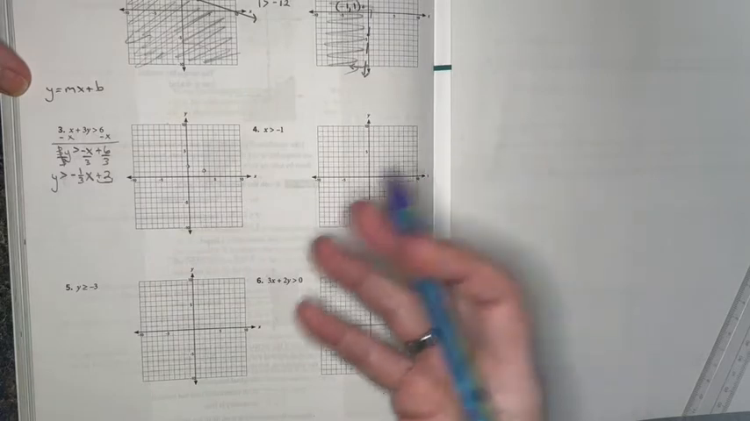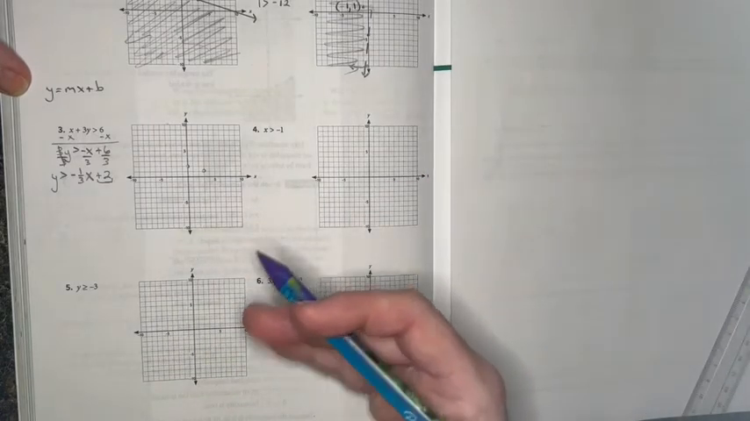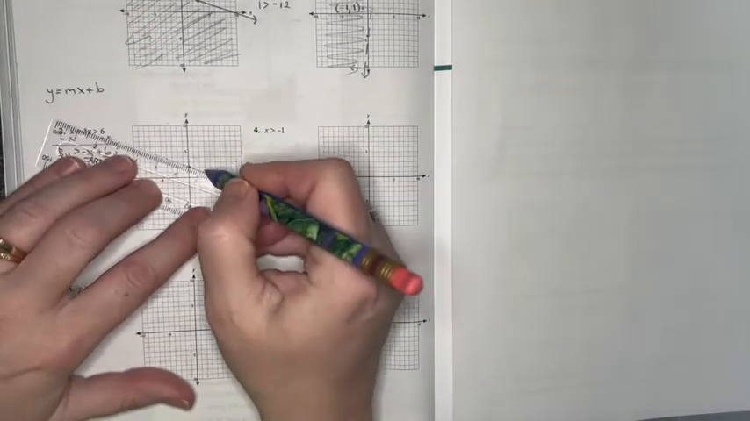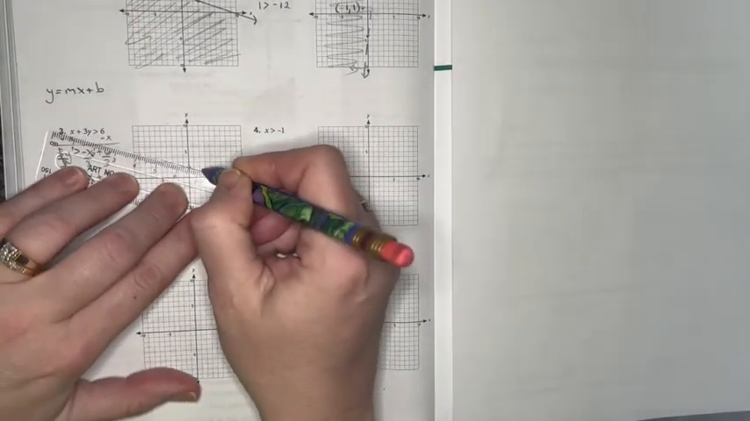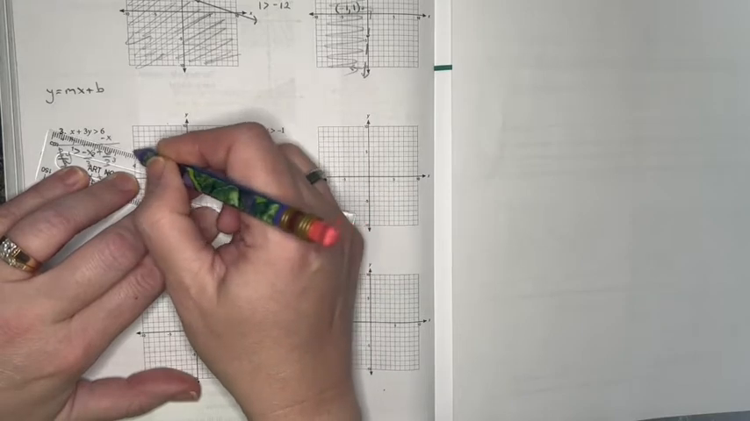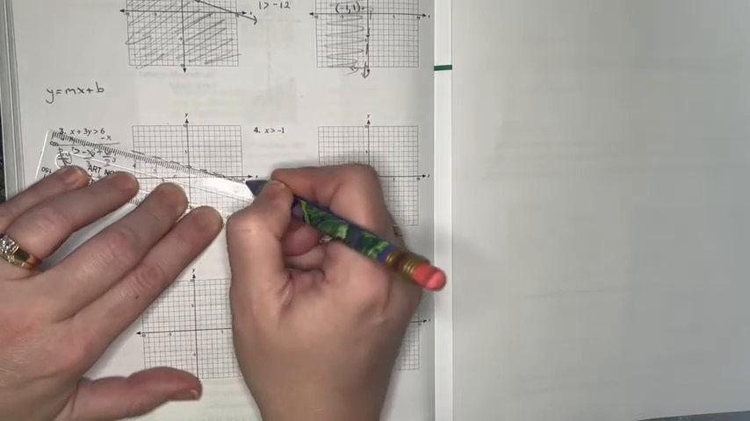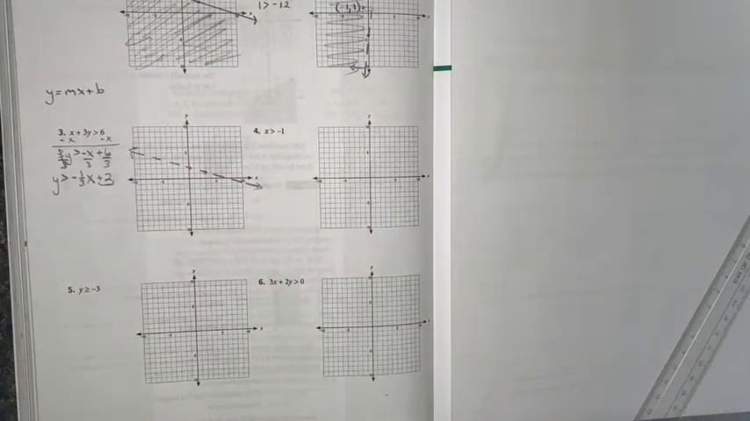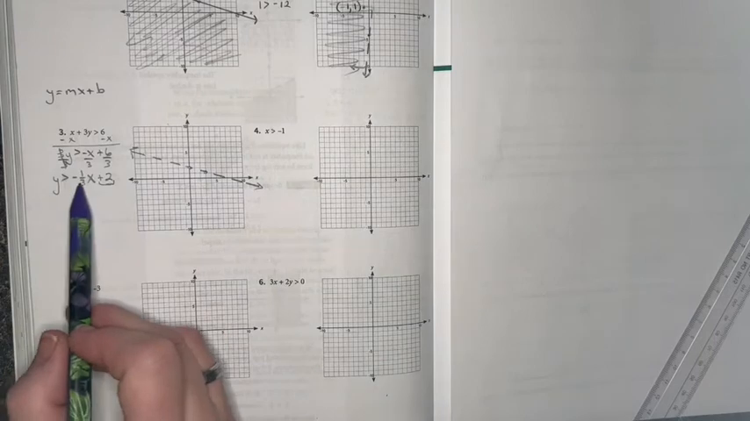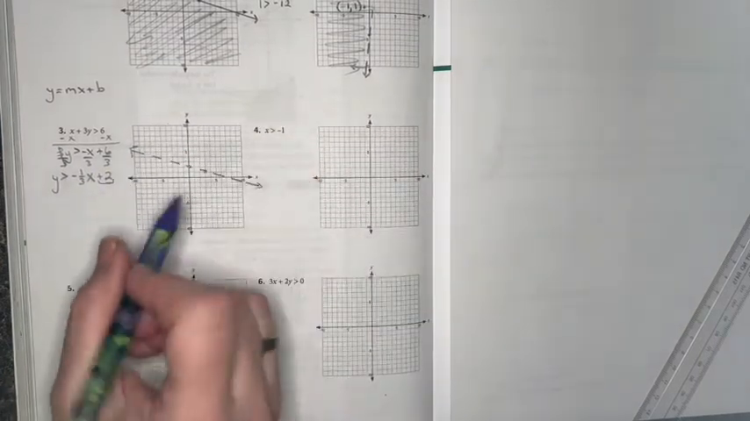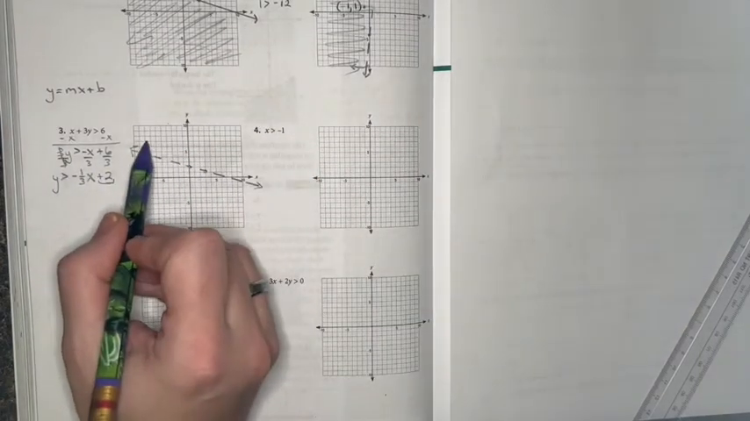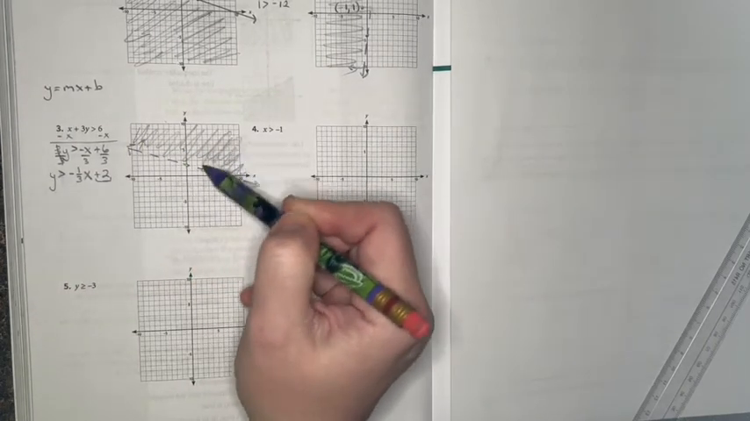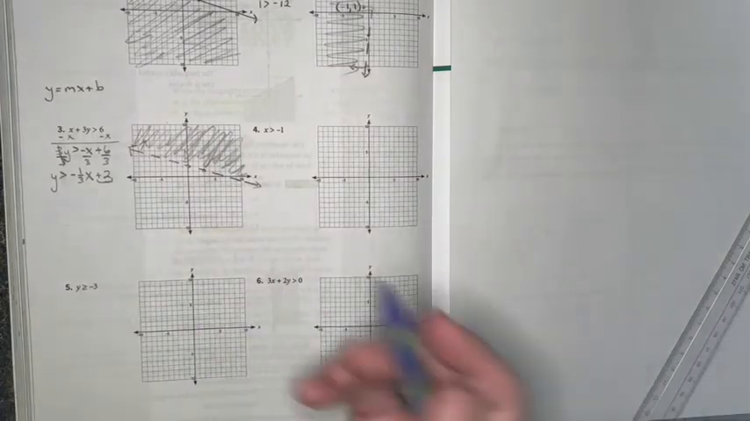Now, is my line solid or a dotty line? Well, my y is greater than, so that shows me that I have a dotty line. So I'm going to line up my straight edge here and draw a dotty line. Okay, now where do I shade? Well, y is greater than all of this. If I was standing on this line, walking down the hill, I'd be standing on this side, and that's my greater than side.